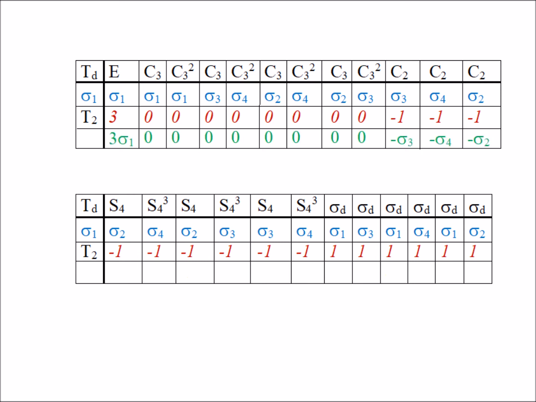Last but not least, the character for the 6 sigma d's, the dihedral mirrors, is a 1, so we are sure to put a +1 shown in red in each of the 6 remaining columns of our table in the row labeled T2.